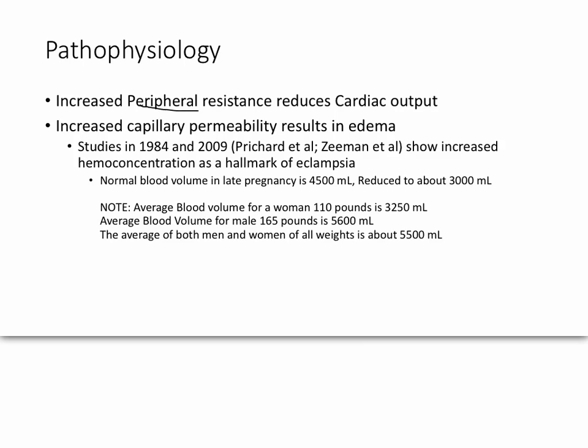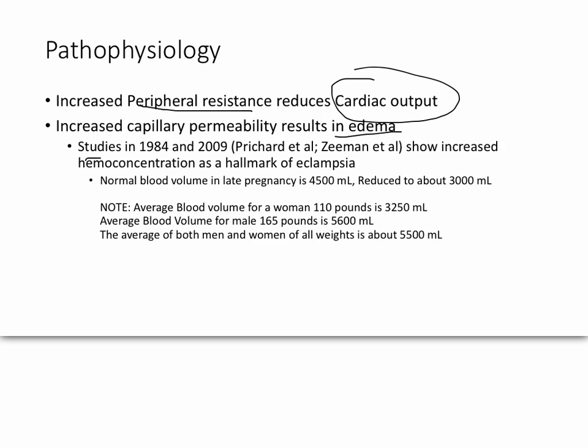Well, with the increased peripheral resistance, low nitric oxide, you have a reduced cardiac output. And then, from the leaky capillaries, from the lack of VEGF, you can also get edema. So fluid's going to leak out of the vessels into the tissue. Also, with all of that fluid leaking out of the capillaries, you have a reduced blood volume.